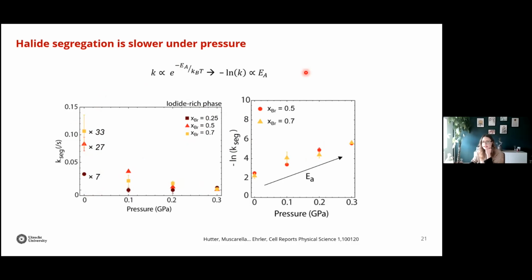And by looking at the diffusion coefficient formula, we found that the logarithm of the phase segregation rate, which is this K, is mainly proportional to the activation energy. So what we think is happening is that we have an effect not only on the delta G, but also on the activation energy for these halides to move. Therefore, when you increase pressure and compress your system, you are also increasing the activation energy for these halides to migrate.